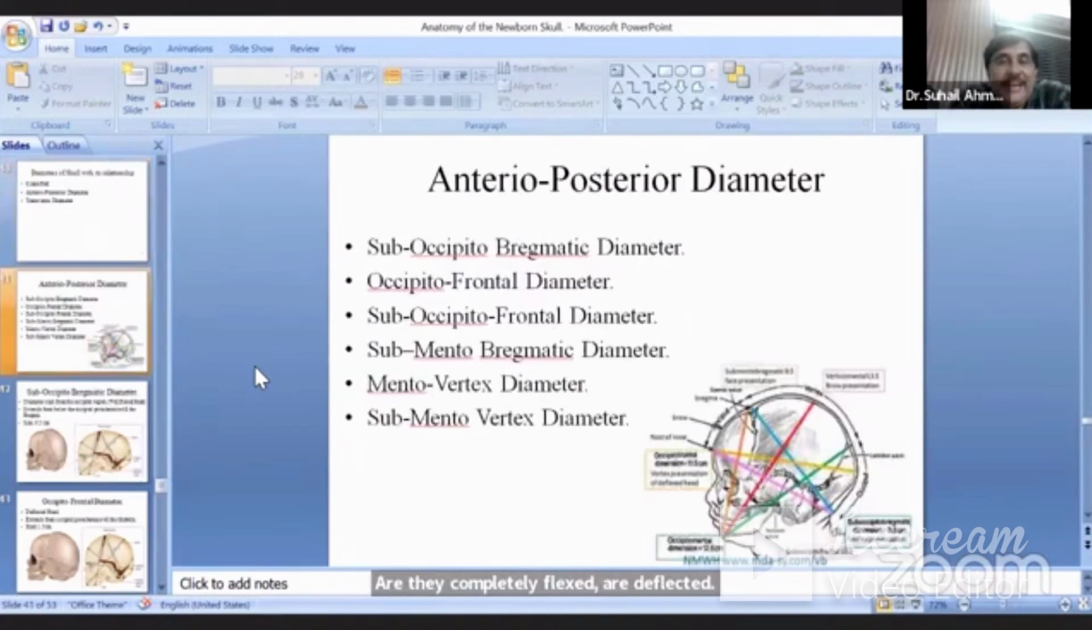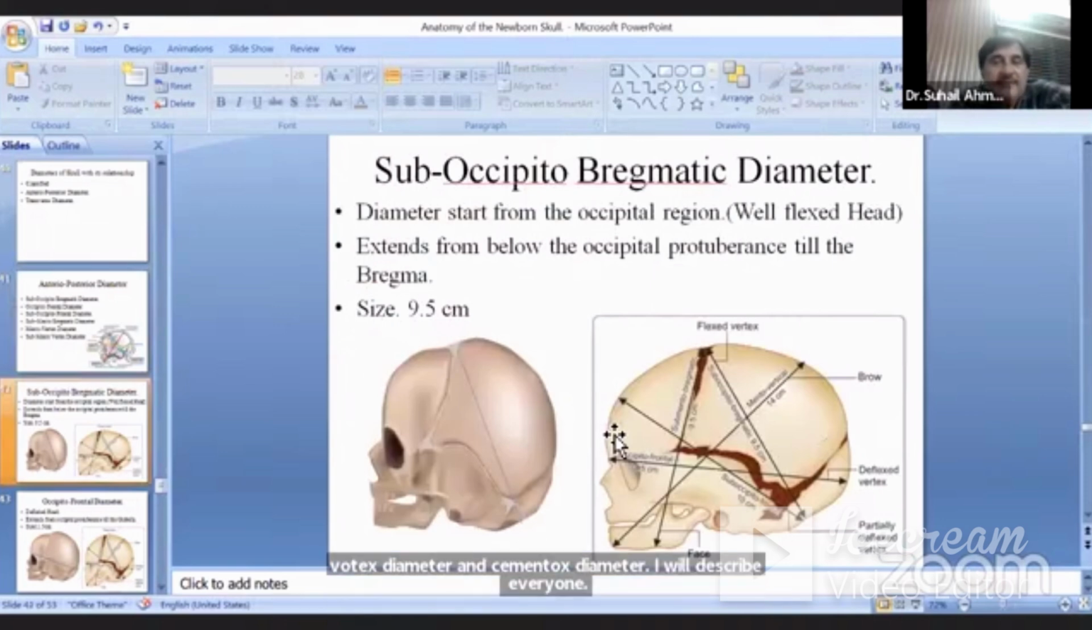So anterior-posterior diameters are classified into six categories: suboccipito-bregmatic diameter, occipito-frontal diameter, suboccipito-frontal diameter, submento-bregmatic diameter, mento-vertex diameter, and submento-vertex diameter. I will describe each one in the next slides.